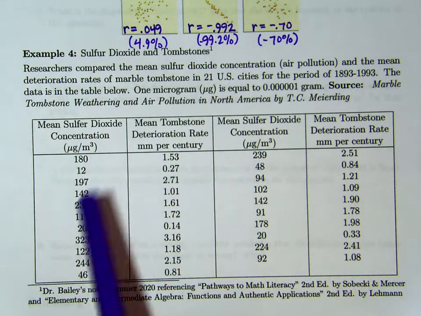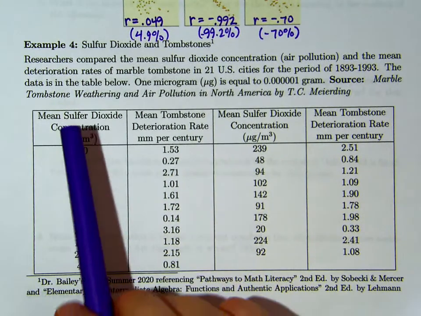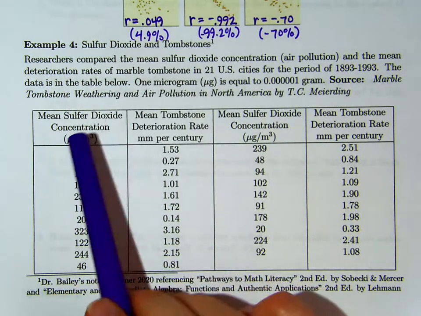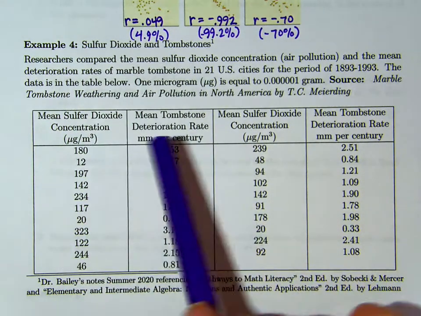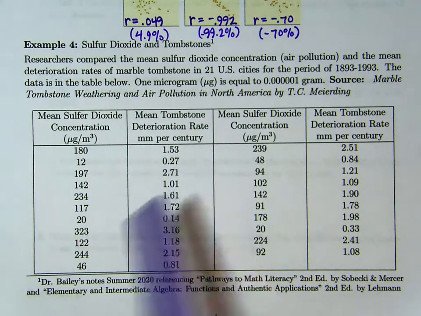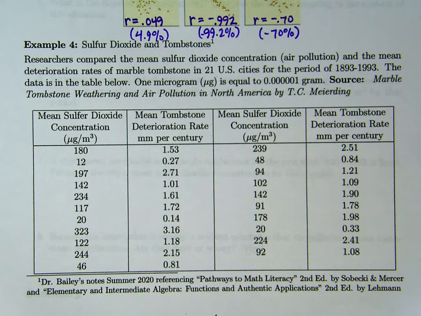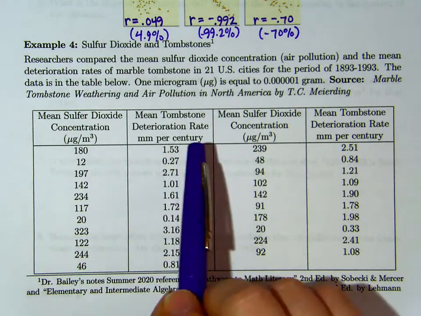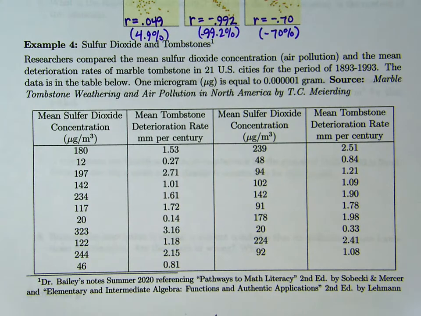The data is in this table. You see the average concentration of air pollution in that city, and you see the average rate that the marble is deteriorating in that city over the century. So how much has gone for that century?